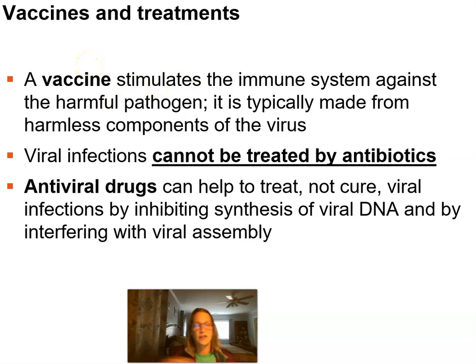So what can we do to protect ourselves against viruses? The best way of protecting yourself against a virus is a vaccine if it's available. So what a vaccine does is it stimulates your immune system to recognize the virus and to attack it immediately. As soon as it sort of enters your body and starts impacting cells, your immune system, if it recognizes that virus, then it will attack the virus and kill it before it can do too much damage.